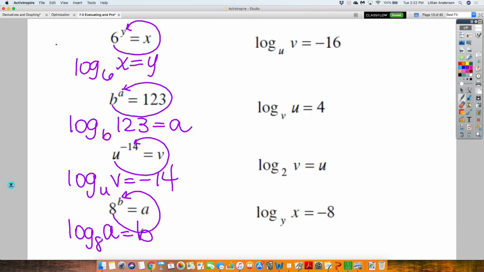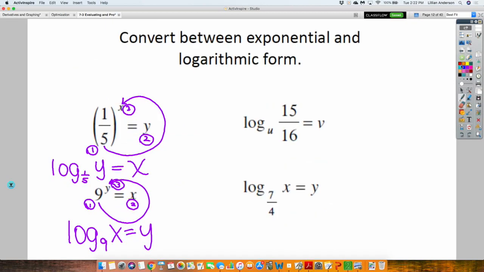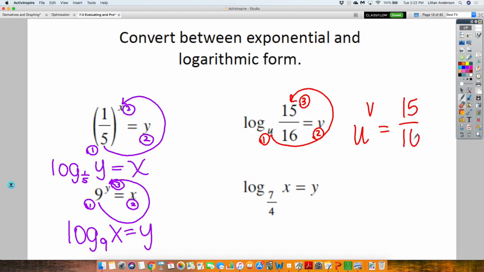You're good with writing it in logarithmic form? Awesome. Let's go exponential. It works the same way, okay? You loop around, starting at your base, which is the small number, and then ending at the of. So this becomes u raised to the v power equals 15 over 6. Does everybody see how that works? The same thing, loop around. You start at your base and you end at your of. So that's going to be a base of 7/4 raised to the y power equals x.